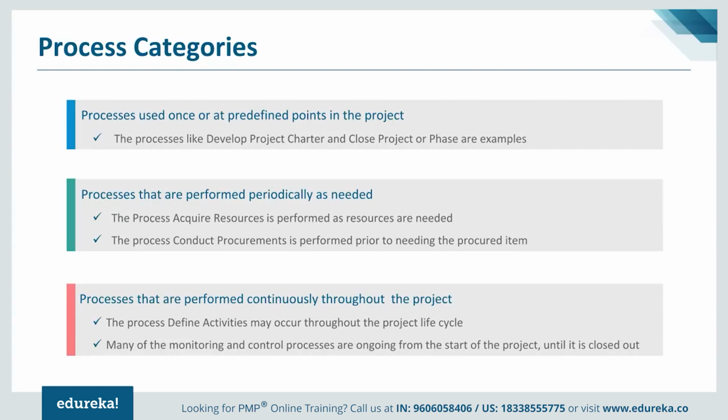The various processes that we just saw, there are 49 of them. Now, there are a few things that I wanted to highlight about them. You'll find some processes are used only once or at a predefined point in the project. Examples could be project charter or close project or phase. Once you create a project charter in the beginning of the project, you just keep on referring to it. Unless there is an impact, you don't modify it. But of course, you go on modifying it if there is an impact.